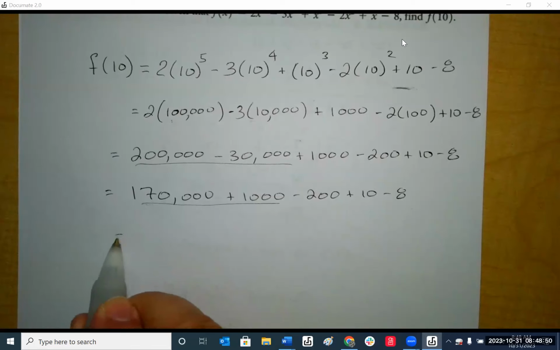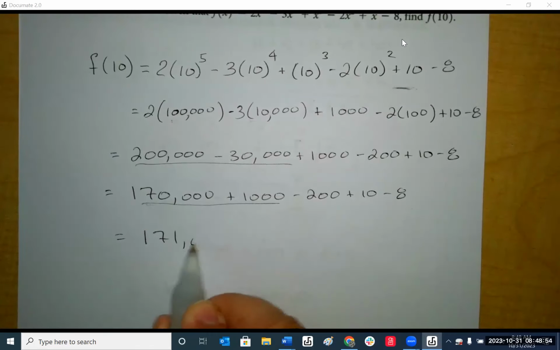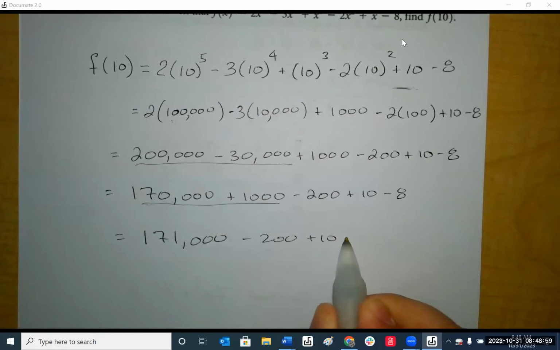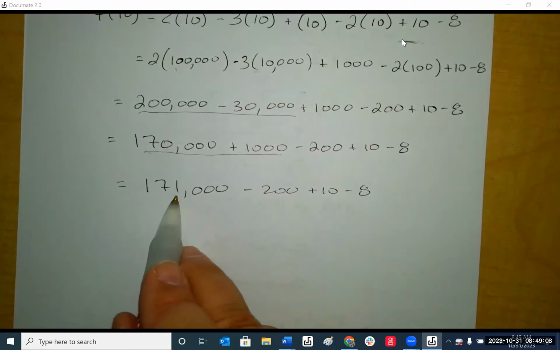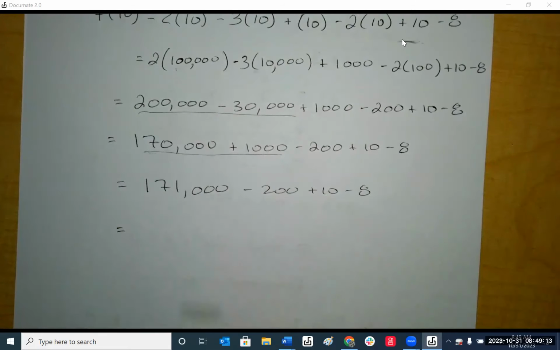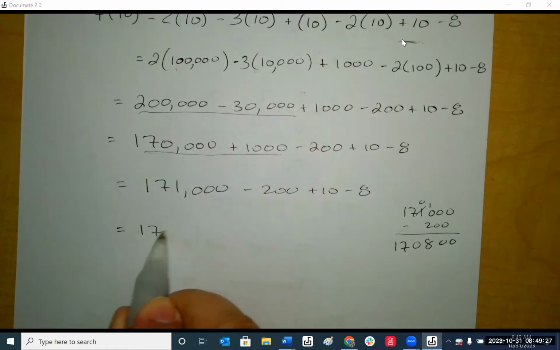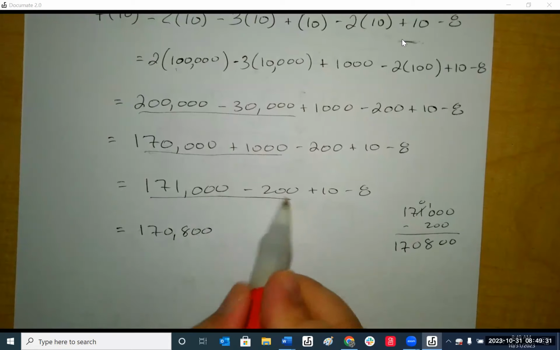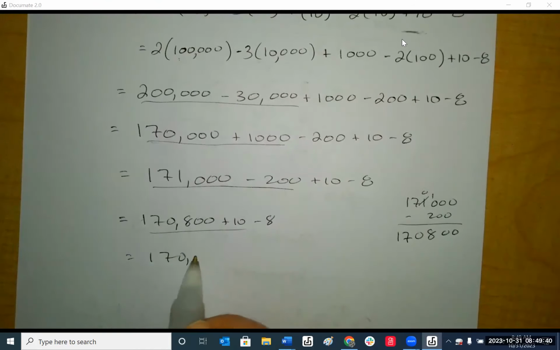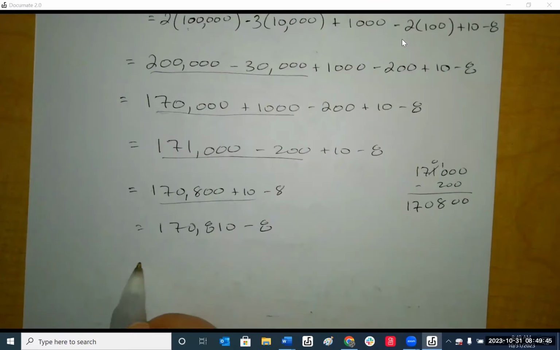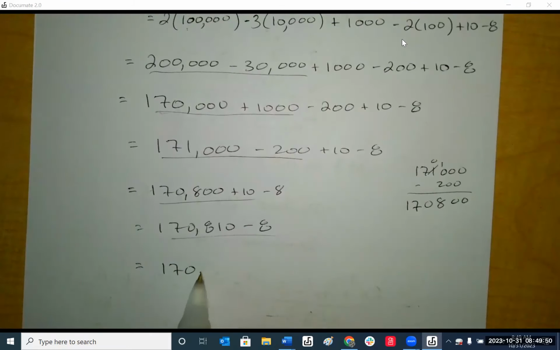Then we add these two. 170,000 plus 1,000 is 171,000. 171,000 minus 200. So it's 170,800. Plus 10 minus 8. So 10 minus 8 is 2.